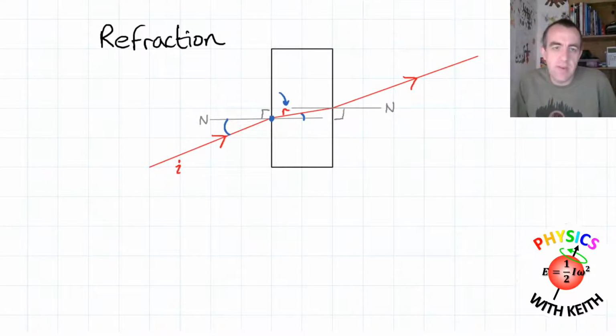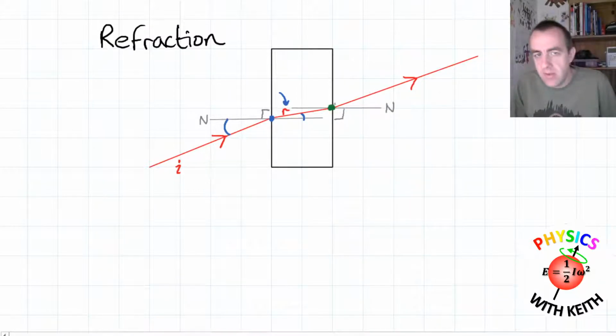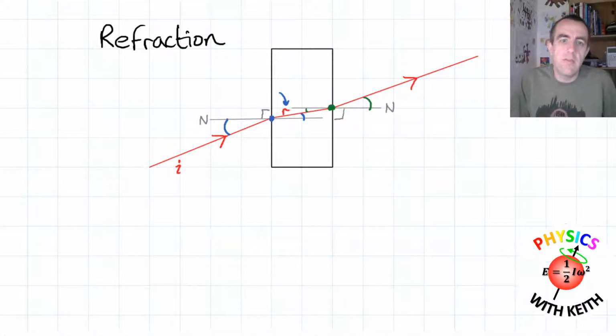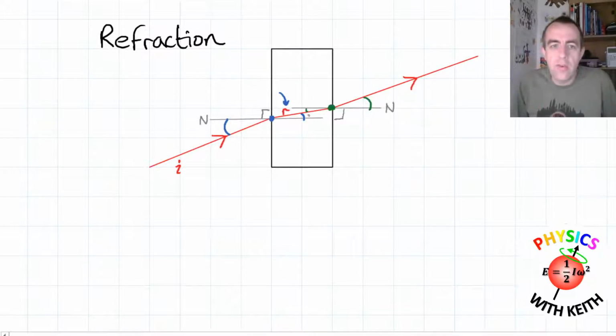There's a second interface here, a second place where we change medium. That's what we mean by the word interface. And that is where the light ray leaves the glass. You can see the angle here is smaller than the angle here. We call the ray that enters this interface the incident ray. So the thing that was the refracted ray becomes the incident ray, and then becomes the refracted ray when it leaves again. You can see the angle of refraction is now bigger than the angle of incidence.